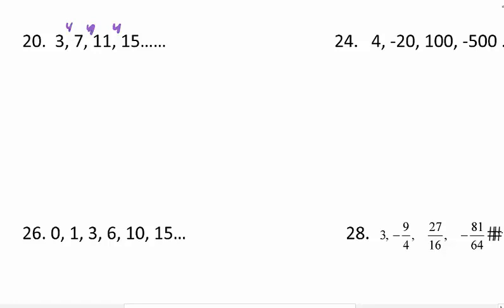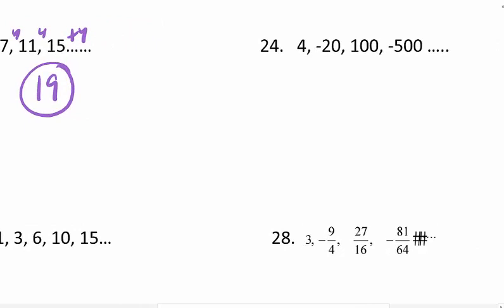If it's not adding or subtracting, go to multiplying and dividing. If that doesn't work, go to some other options, which we'll see in a second. So that means we're going to add 4 for my next number, which would be 19 in the pattern. You're going to have to practice these. They're not always going to be intuitive in the beginning when you're doing them. So that was number 2.